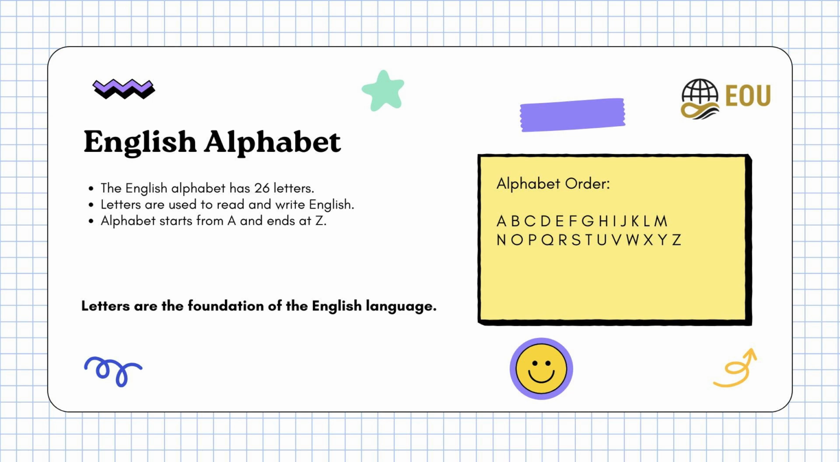Now let's understand the English alphabet. The English alphabet has 26 letters. These letters are used to read and write English. The alphabet starts from A and ends at Z, and letters are the foundation of the English language. Now let's read the alphabet order together. A, B, C, D, E, F, G, H, I, J, K, L, M, N, O, P, Q, R, S, T, U, V, W, X, Y, Z. Excellent. Now it's your turn. Can you read A to Z by yourself?